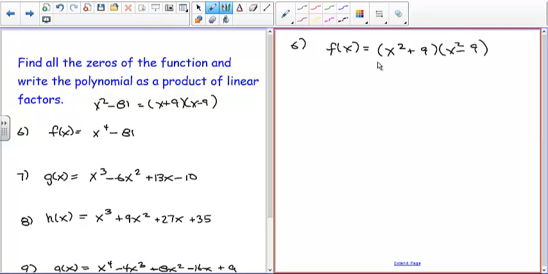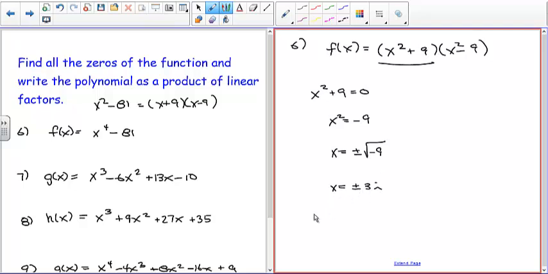Now here, there are no real zeros, but you can find the complex zeros by saying that x squared plus 9 has to equal 0, x squared equals negative 9, x equals plus or minus the square root of negative 9, which is going to be plus or minus 3i. So the square root of negative 1 becomes i, square root of 9 becomes 3. So those are the zeros.